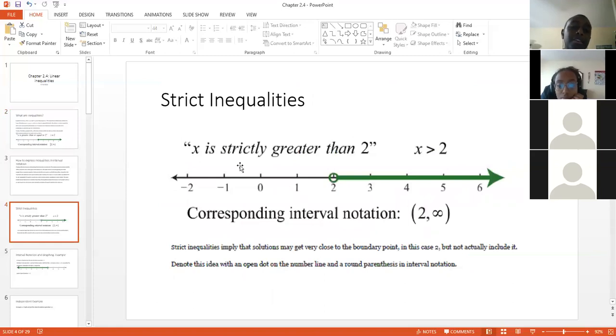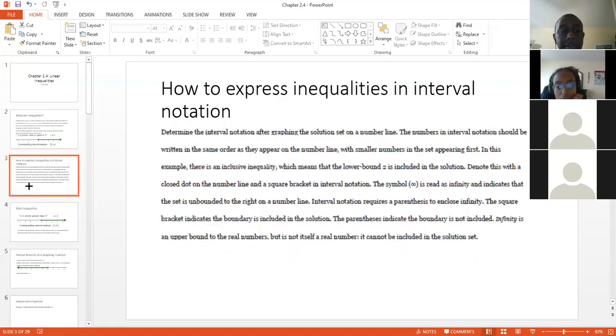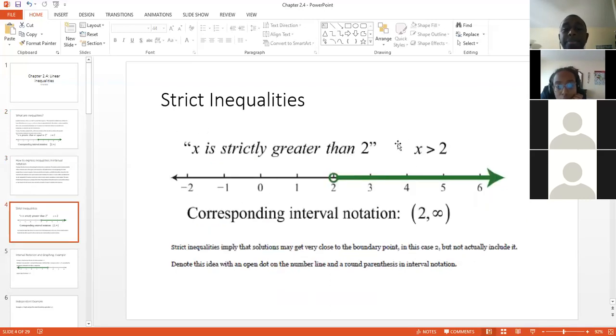So if x is strictly greater than 2, you can't have 2 is greater than 2. It's not true. You can't substitute 2 for x and say that's greater than 2. You can substitute here and say that 2 is greater than or equal to 2 because it's equal to 2. But here, this is a strict inequality. So we leave an open circle whenever you're graphing it on the number line. An open circle at 2 and shade in all the numbers to the right of 2. All of these numbers are in the solution set of being greater than 2.